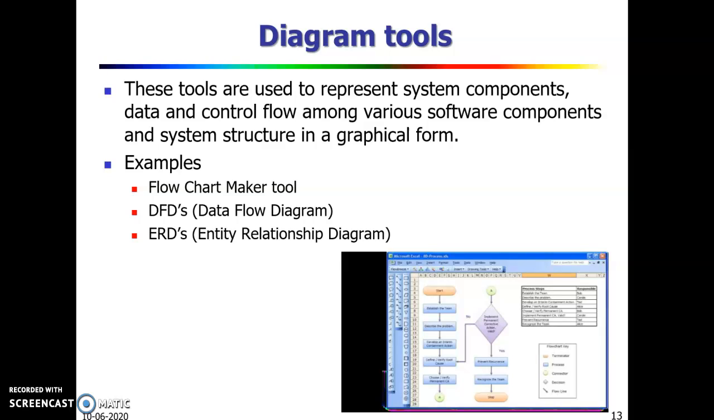Diagram tools. These tools are used to represent system components, data, and control flow among the various software components and system structure in a graphical form. Generally used diagram tools are data flow diagram makers, DFD, data flow diagrams, ERD, entity relationship diagrams, as well as you can use the unified modeling language, that is UML diagrams, also for showing the diagram tools.